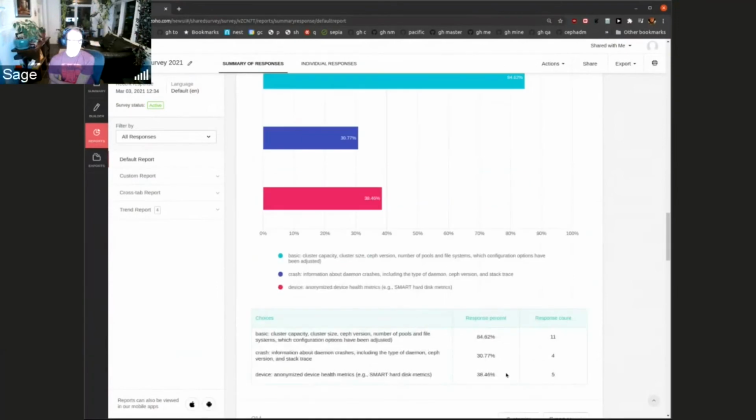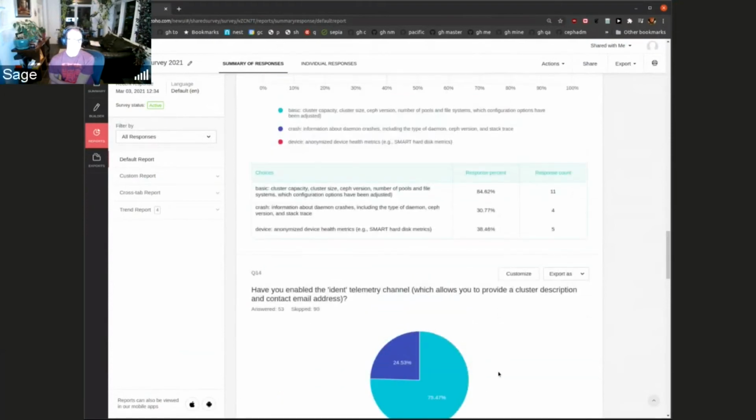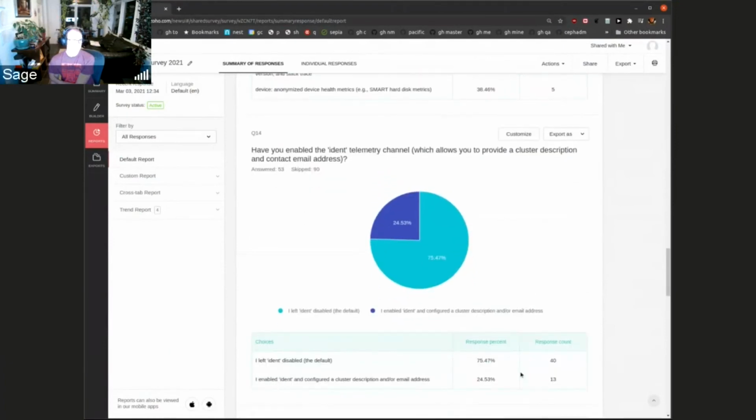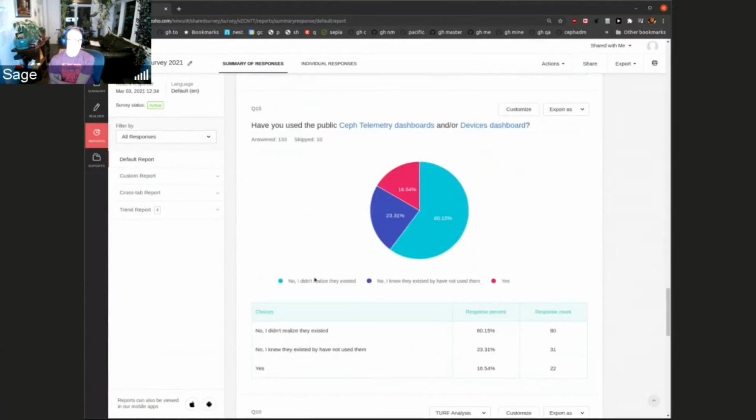A fair number of people have disabled telemetry. Interesting. Yeah, most people didn't realize the dashboards are there. So also probably just publicizing the dashboards, make people more aware.